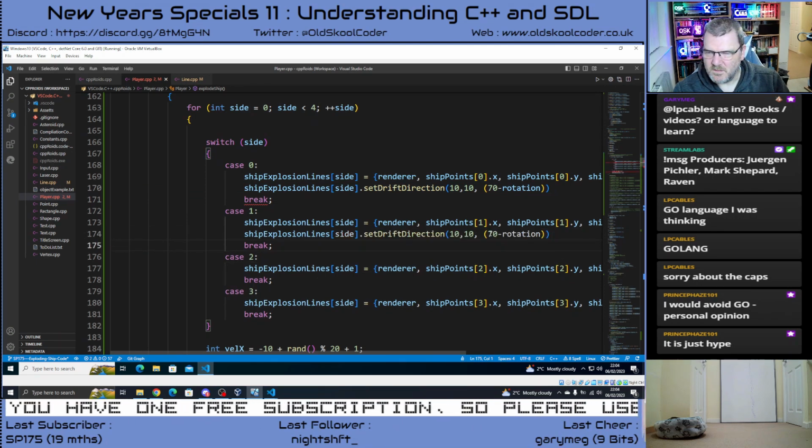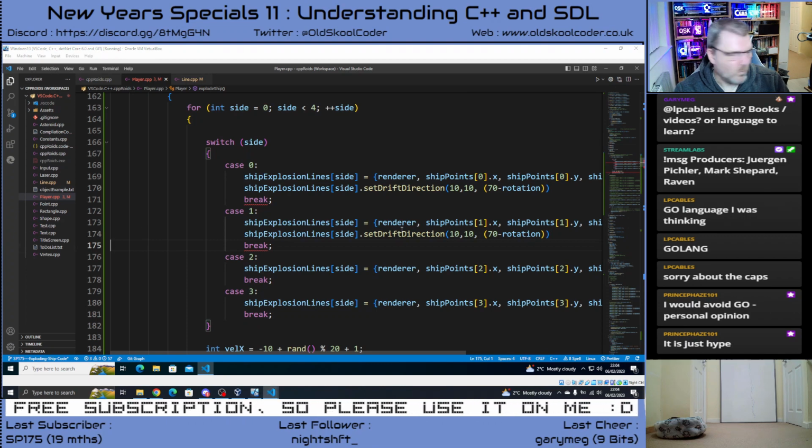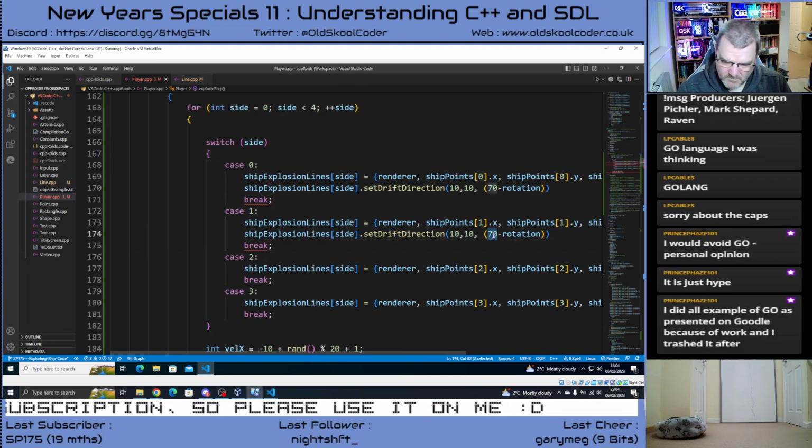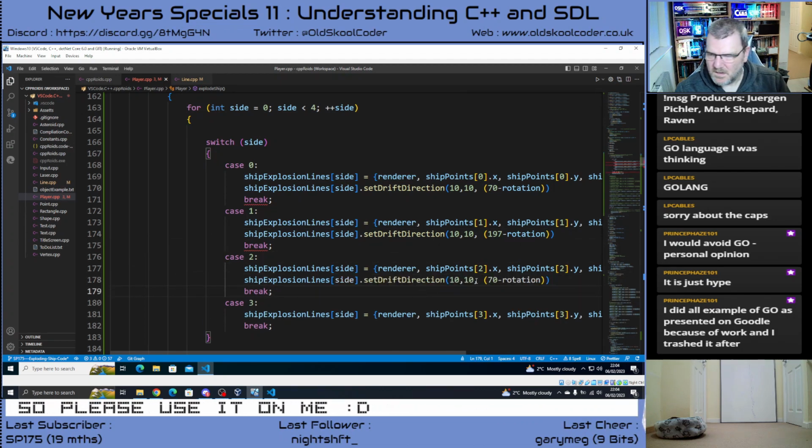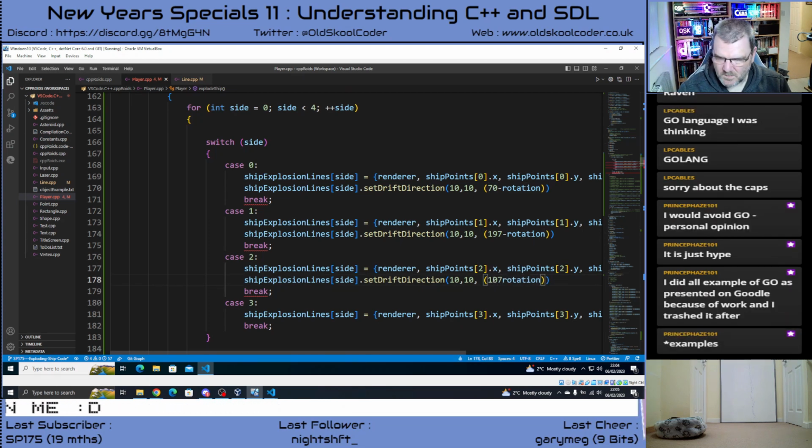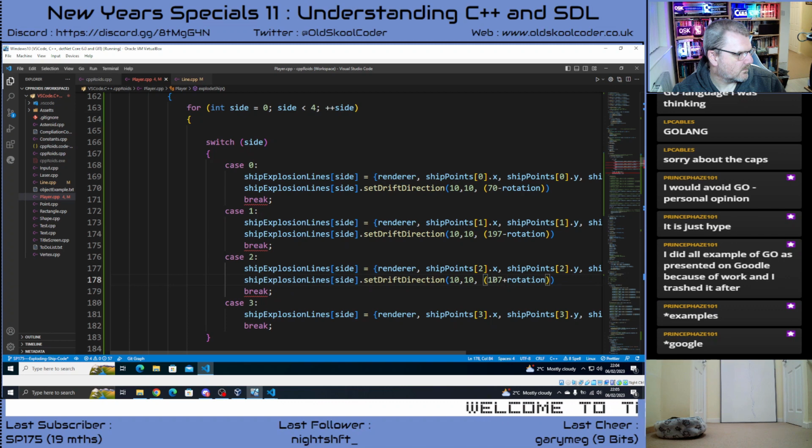So this one is going to be 197 minus rotation. This one is going to be 107 plus. That is plus.